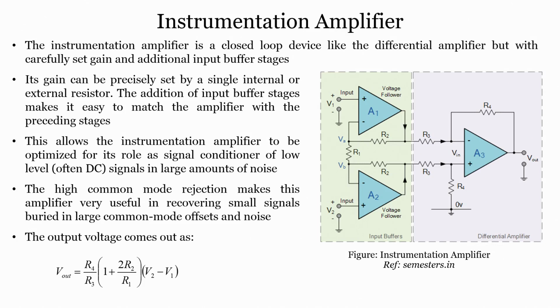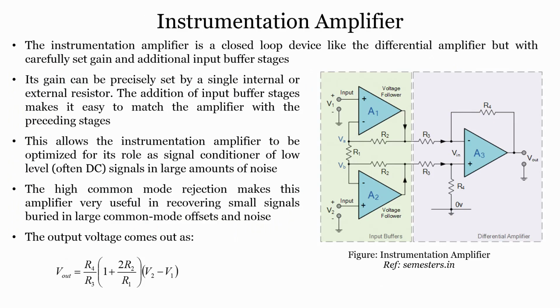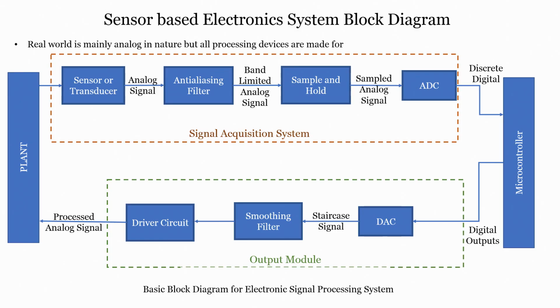times 1 plus 2 R 2 by R 1, times the difference of the voltages V 2 and V 1. This is the difference of signals at the input stages. So, let us take a few examples. Let us have the first example as a sensor based electronic system for the real world.